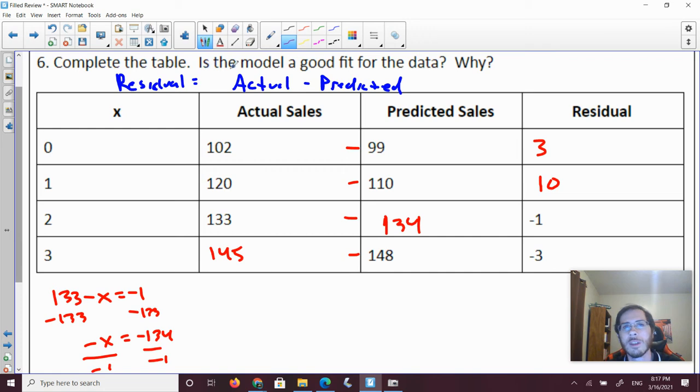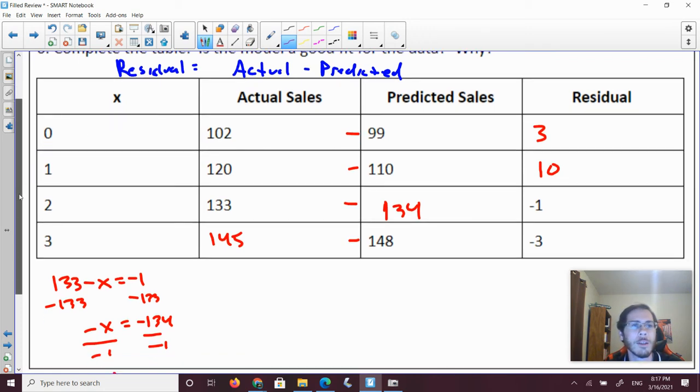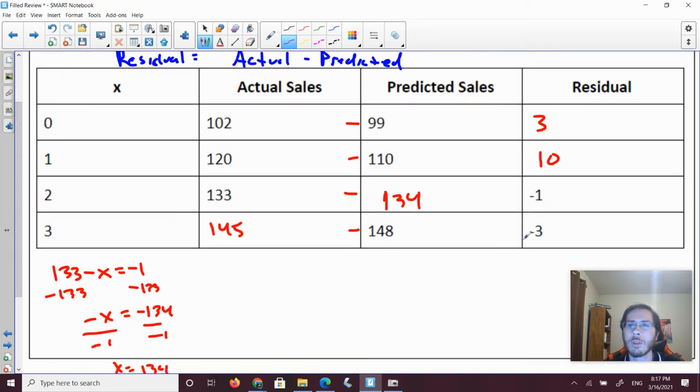Second part of the question says, is the model a good fit and why? So remember, we want to look at the residuals and we want to look for a pattern. So is there a pattern to these numbers? I would say no. I mean, it goes up and then it goes down, but not really in any meaningful way. We got a couple positives, we got a couple negatives. So I'm thinking that this is going to be no pattern. So I think it might be a good fit.